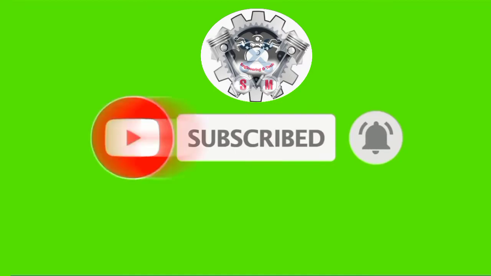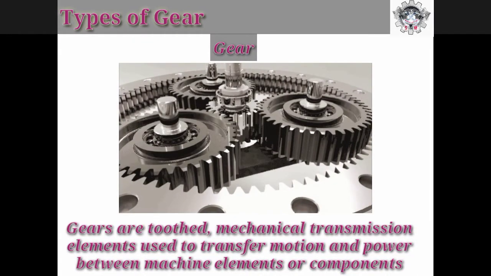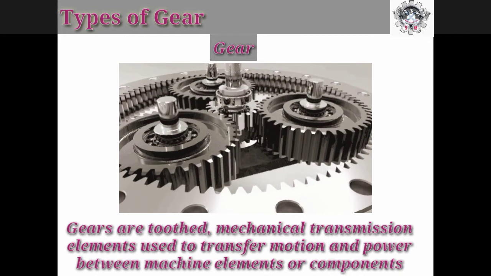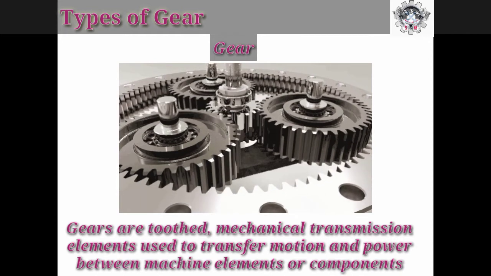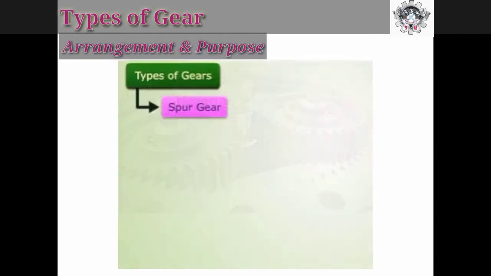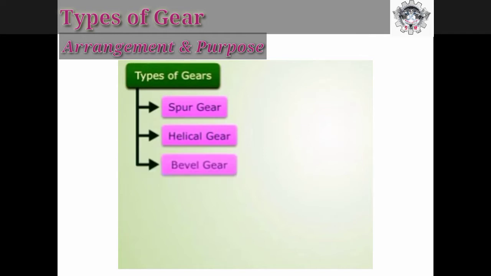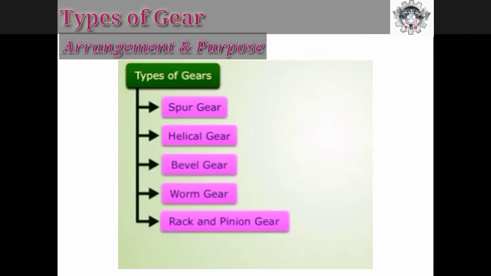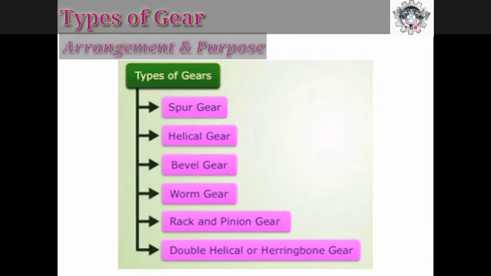I am going to describe types of gear in this video. As we know, gears are toothed mechanical transmission elements used to transmit motion and power between machine elements. On the basis of arrangement and purpose, gears are classified as spur gear, helical gear, bevel gear, worm gear, rack and pinion gear, double helical or herringbone gear. Let's describe each gear one by one.